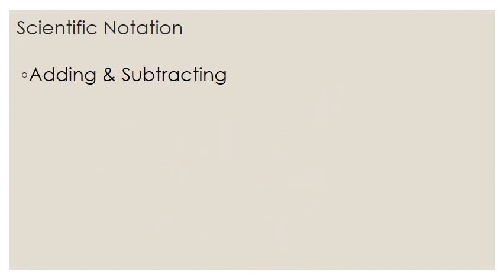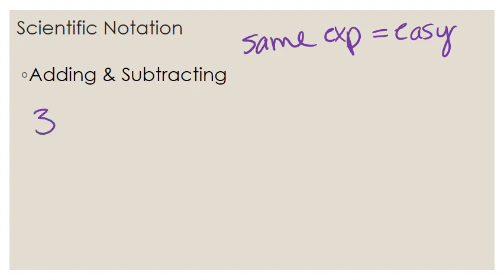All right, let's take a look at adding and subtracting with scientific notation. If you have the same exponent, that makes these so much easier. So we're going to take a look at easy ones, but if they don't have the same exponent, that makes it tough. So we're also going to look at some of those. So an easy example would be if I have 3 times 10 to the 3rd, and I'm adding on a 4 times 10 to the 3rd.